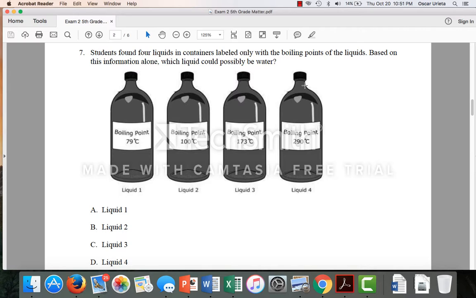Question number 7. Students found 4 liquids in containers labeled only with the boiling points of the liquids. Based on this information alone, which liquid could possibly be water? A. Liquid number 1. B. Liquid number 2. C. Liquid number 3. D. Liquid number 4. Pause it and answer your question.